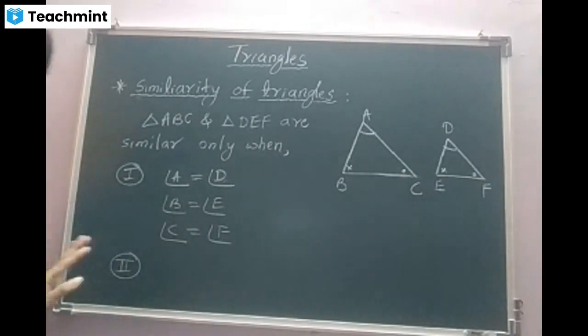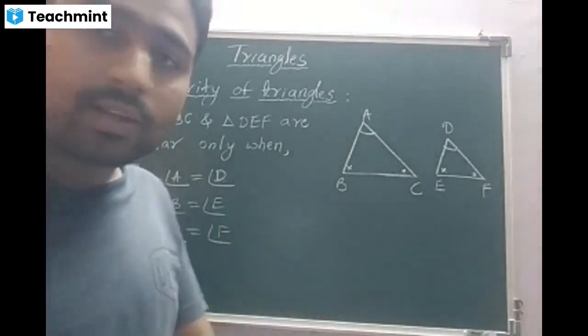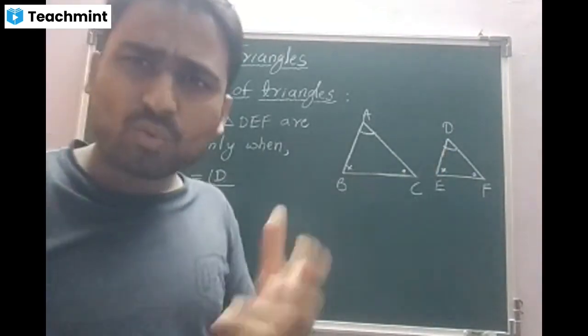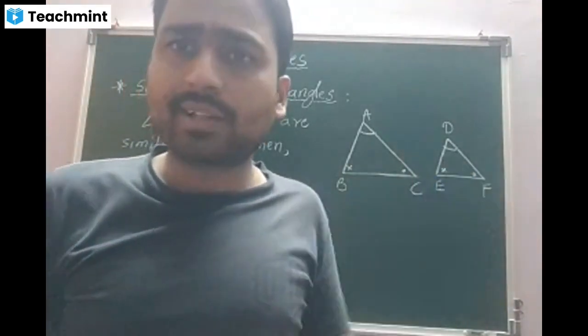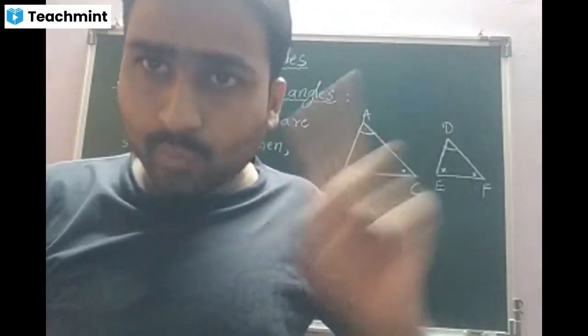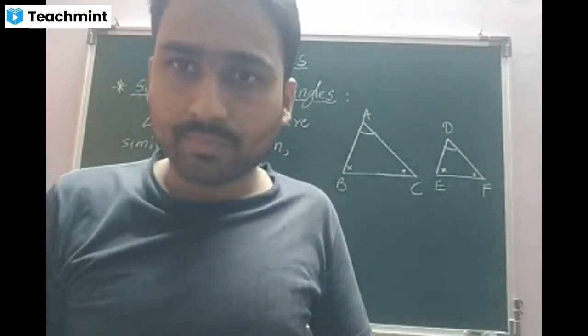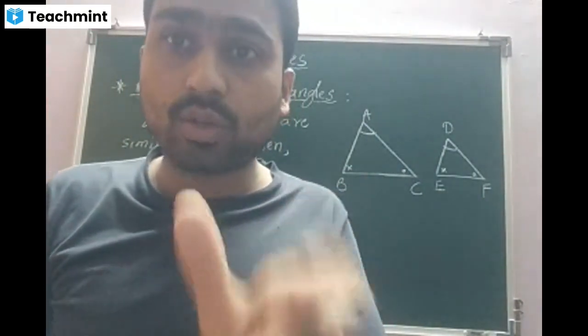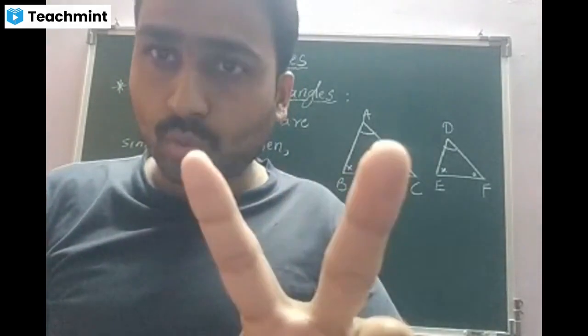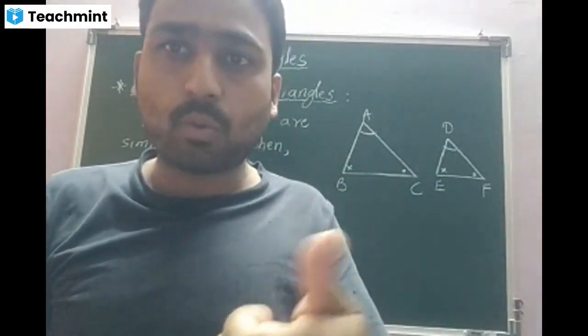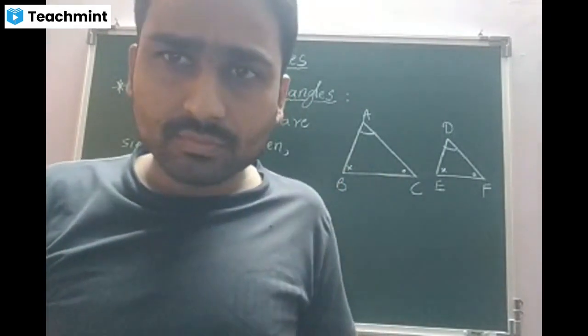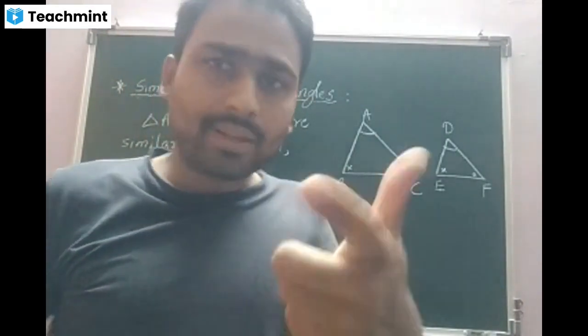Then second condition, beta, regarding the proportionality of the sides. Now question comes, some of the students will get confusion. So proportionality means what? If you go back to your 6th standard and 7th standard, beta, there is a definition for proportion. The two ratios which are equal to one another, we call them as proportion. Am I right, beta?